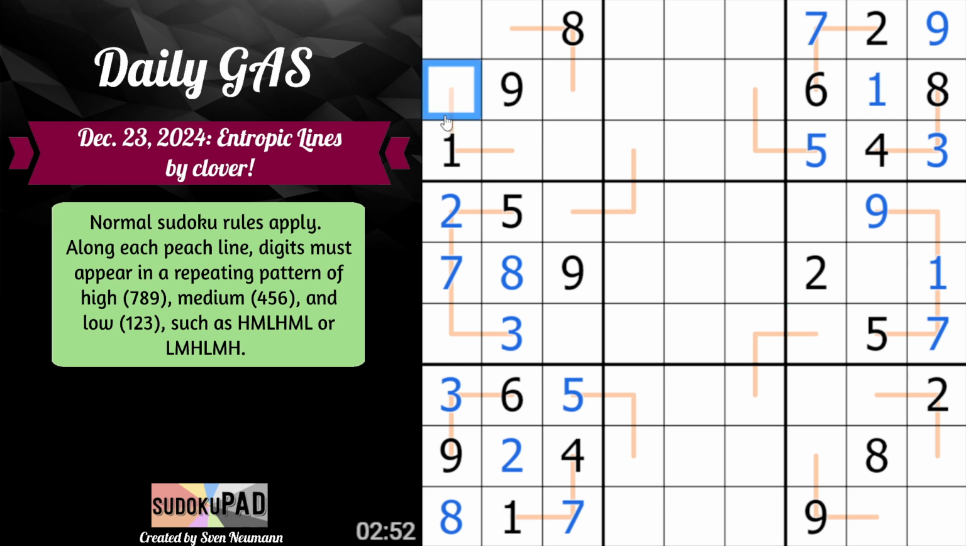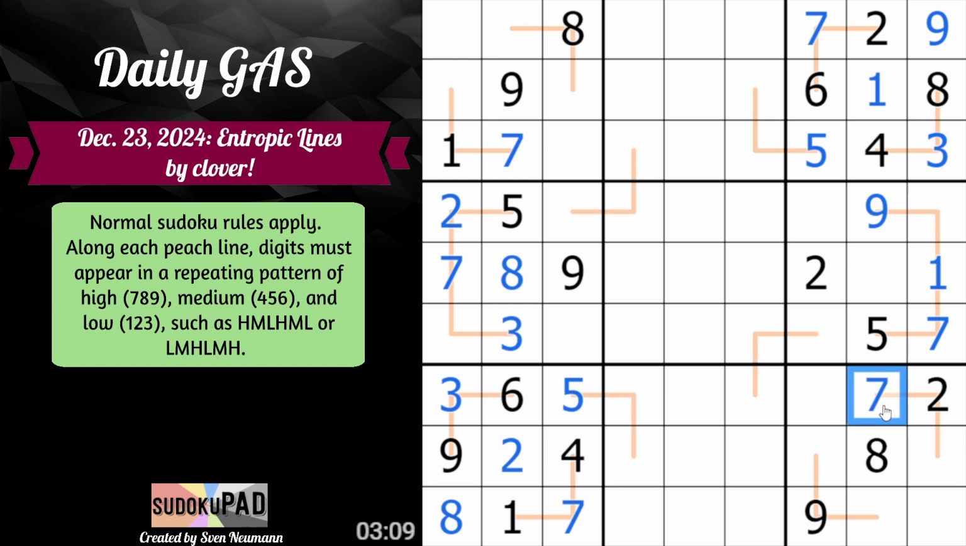So this can't be a high digit. 7, 8, 9, all stare here. It must be a middle digit, which means this is the high digit, which means it's 7. All right, can we do the same thing over here? This cannot be the high digit, it must be the medium digit, either 6 or 5. I don't know which, but that makes this the high digit, which makes it 7.